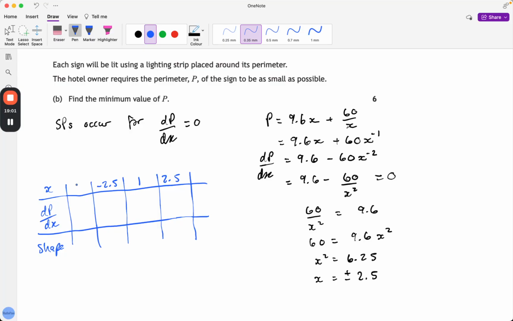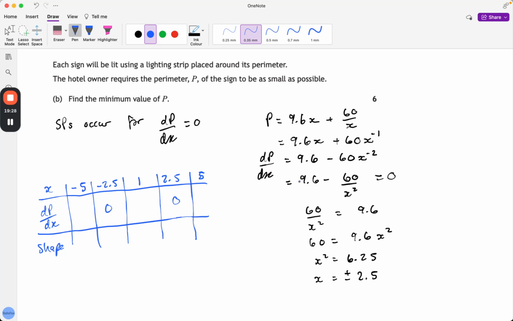And then for here, you can really pick anything you want. I'll just do minus 5, and I'll do 5. You can pick any numbers, it's really up to yourself. So we know at minus 2.5 and 2.5, our derivative is 0, because they're the stationary points. And then we just have to assess what our dp by dx is equal to when x equals minus 5, 1, and 5, and we can see whether that's positive or negative.